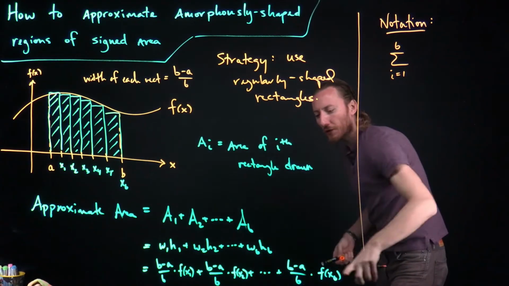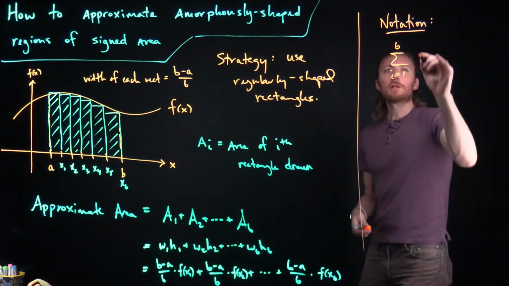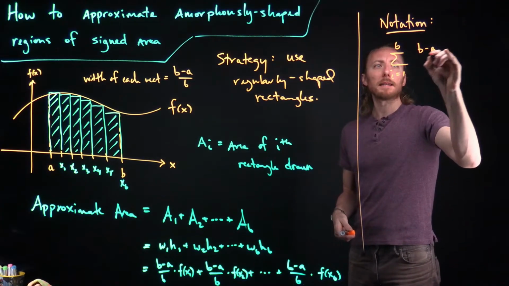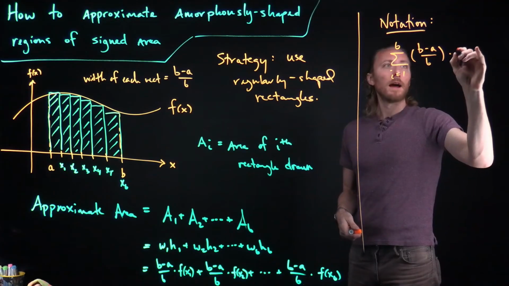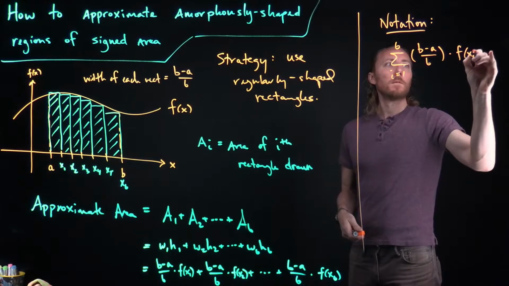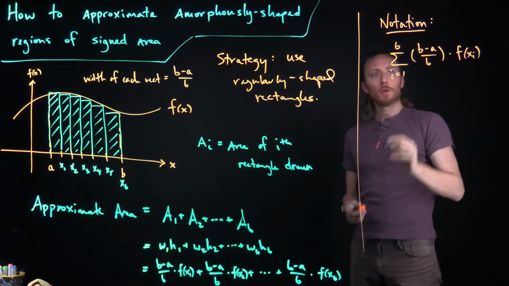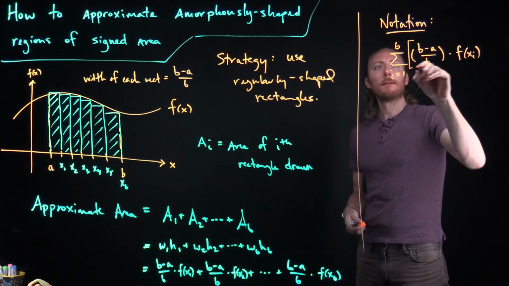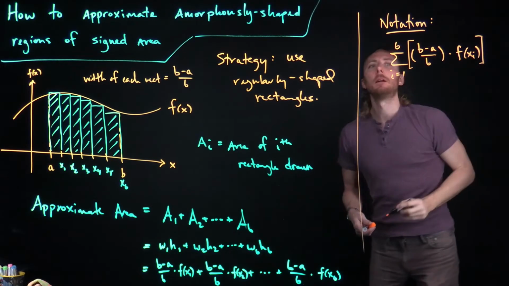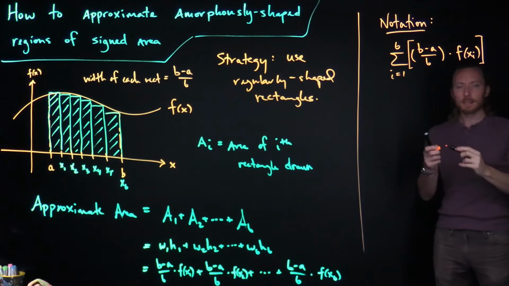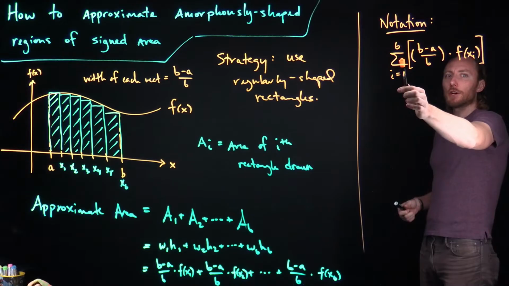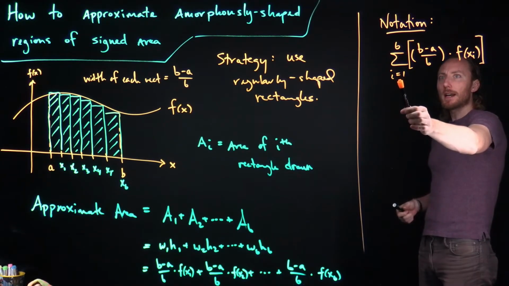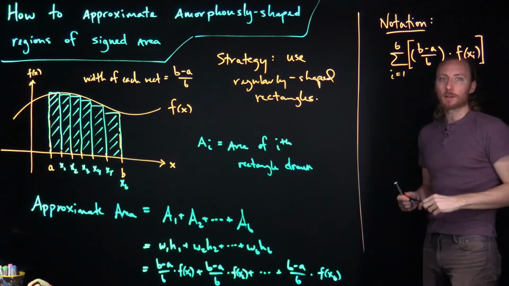Looking at each of the terms in this sum, each of the terms is of the form (b minus a) over 6 times f of x sub i. In sigma notation, what we're saying here is sigma is going to denote a sum, we're going to start at i equals 1 and go all the way up to i equals 6.